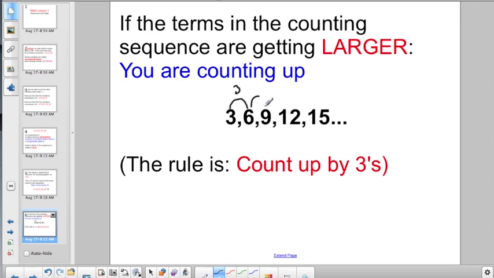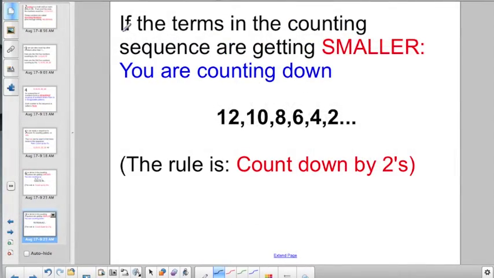6 plus 3 more will give us 9. 9 plus 3 more, hey, that's going to give us 12. 12 plus 3 more is going to give us 15. And so on, and so on, and so on. Looking at the numbers, you can figure out the rule, and once you figure out the rule, you can always figure out what the next term is going to be.